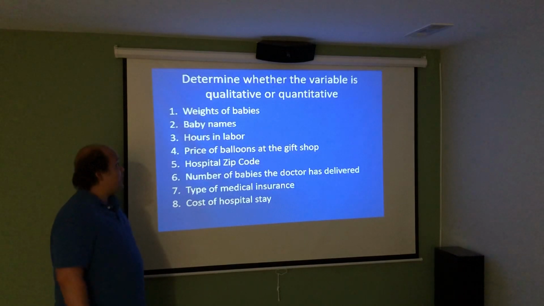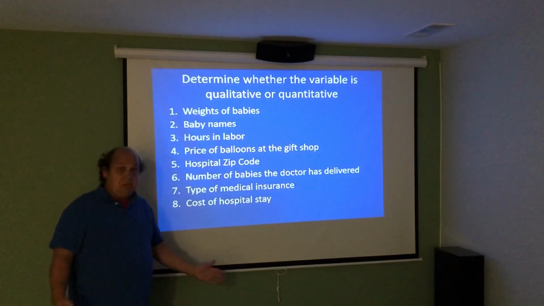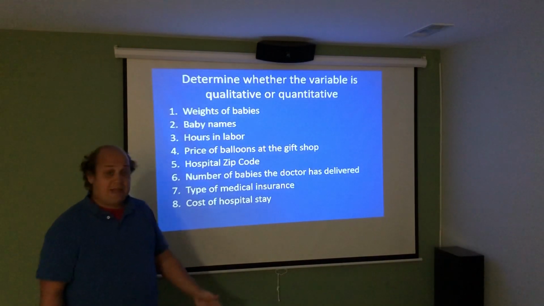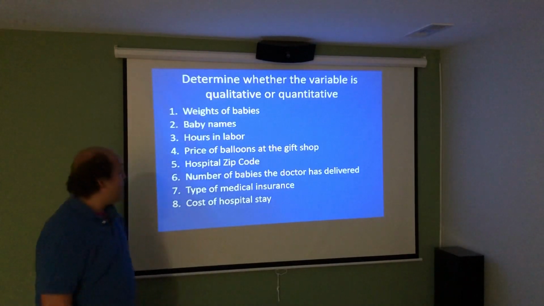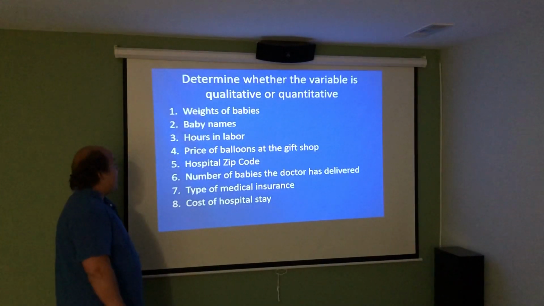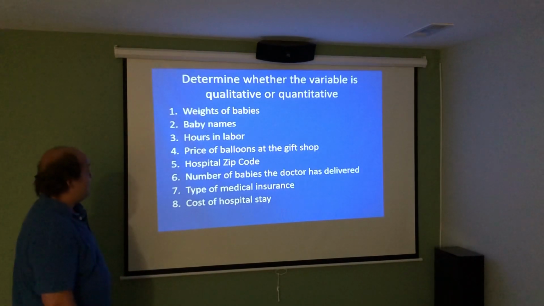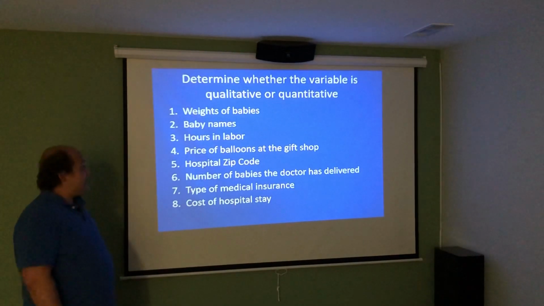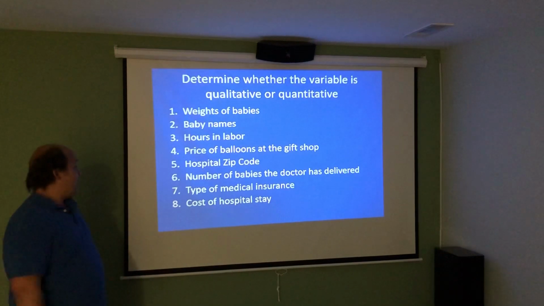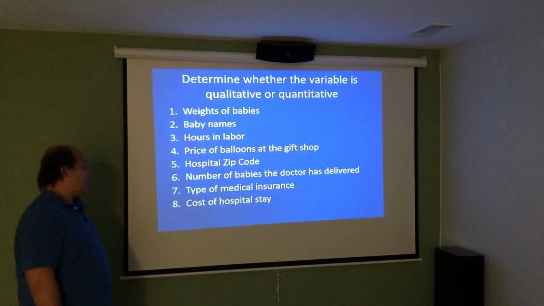So what I want you to do is take a minute here, basically going to count to about 10 or 20 in my head. I want you to go through each of these and decide whether you think it's going to be a qualitative variable or a quantitative variable. So weights of babies, baby names, hours in labor, price of balloons at the gift shop, hospital zip code, number of babies the doctor has delivered, type of medical insurance, and cost of hospital stay.